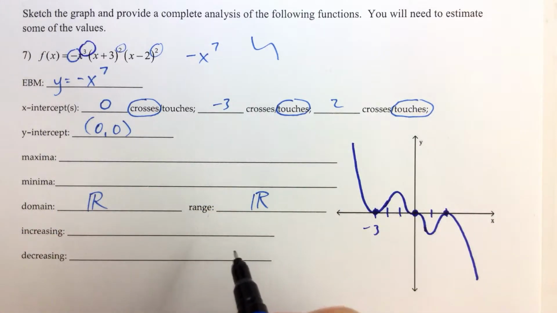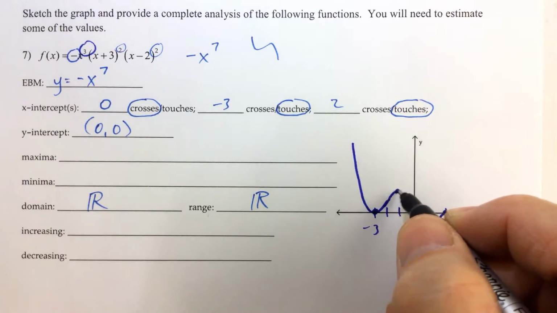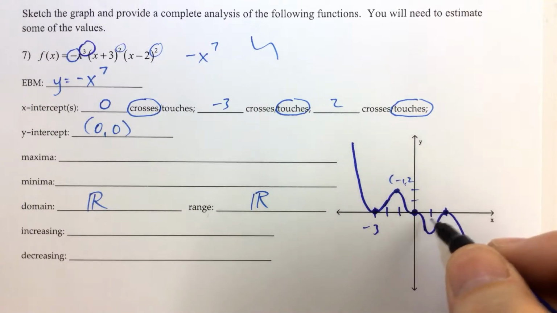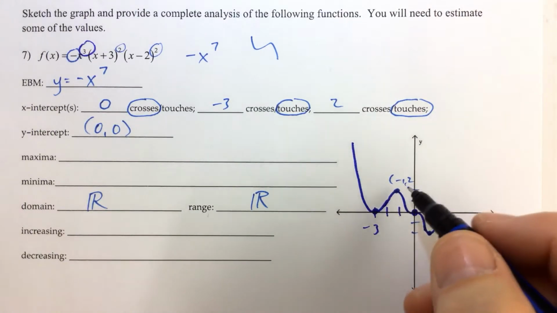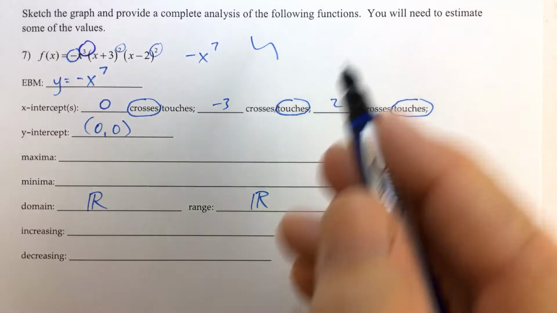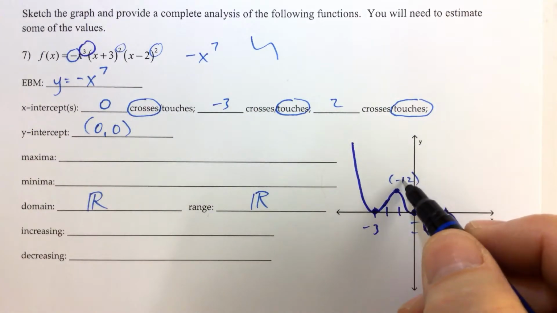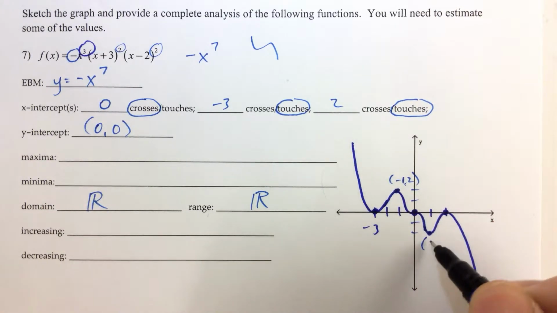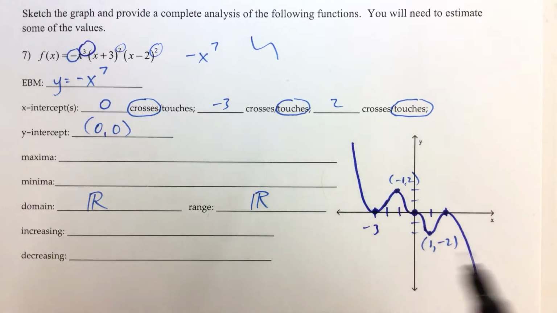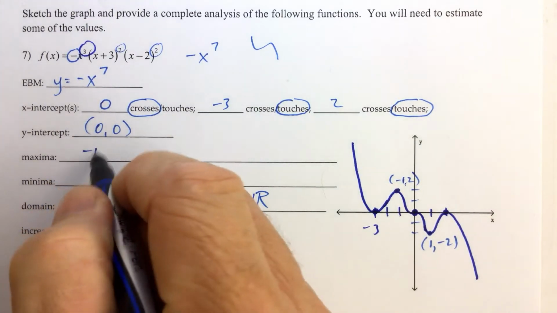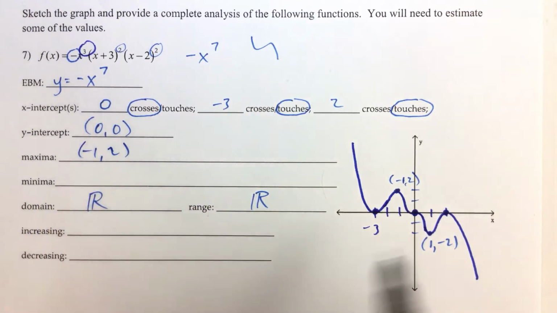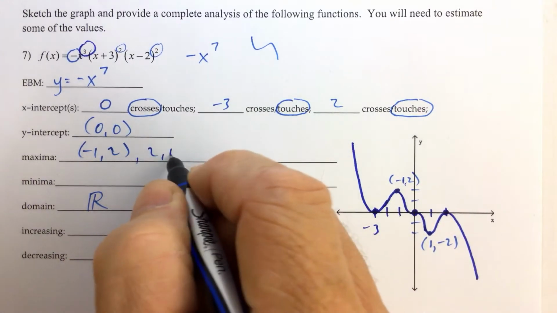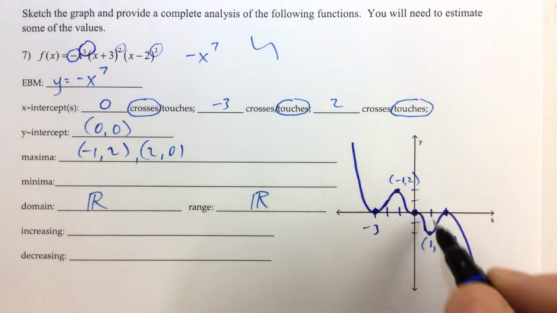Finding a maxima, let's consider this point here to be negative 1, 2, and this point here to be 1, negative 2. Again, we have to estimate some of the values. We're just going to estimate negative 1, 2 for the coordinates of this high point, which gives us some easy numbers to work with. So we have a maxima at negative 1, 2. We also have a maximum here at 2, 0. We have a minimum at 1, negative 2.